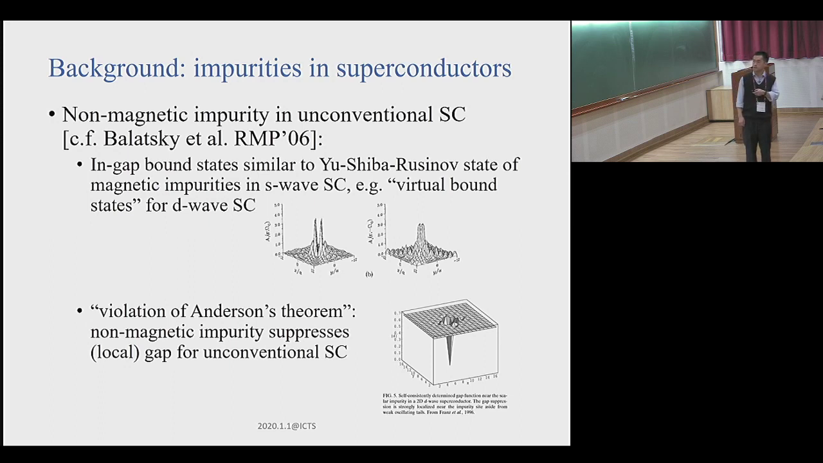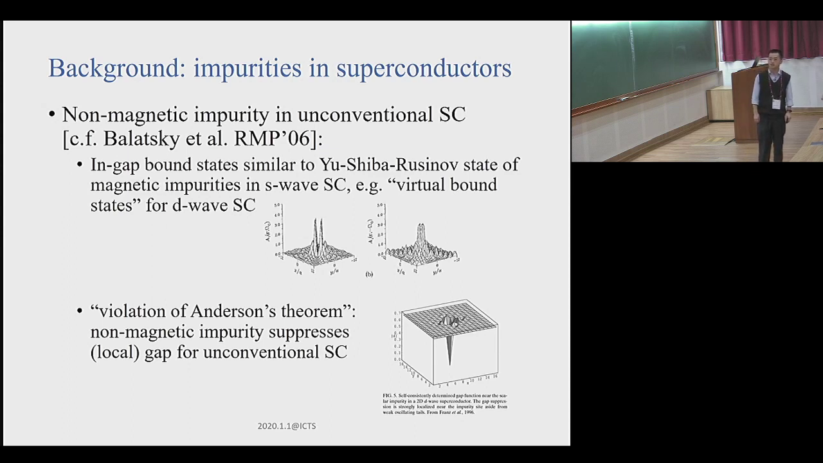So this is from one of the Reviews of Modern Physics papers by Balatsky for the D-wave superconductor. Well, it's nodal. I mean, it doesn't have a full gap. So this bound state becomes the so-called virtual bound state or resonance. And you can compute it, for example, in real space, and the shape of the bound state is quasi-localized.